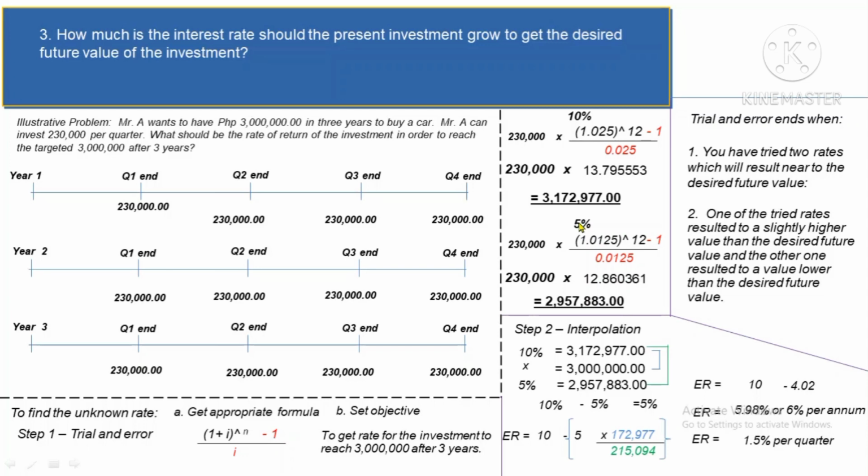Sir, we want proof. Okay, let's check if the 1.5% per quarter is really correct by using the timeline analysis that we have prepared a while ago. And if it is correct, then after 3 years, the value of the investment should become 3 million or near 3 million. So let's start. Let's multiply our investment with 1.015, applying the 1.5% per quarter. So 230,000 times 1.015, you're gonna get 233,450 plus 230,000.